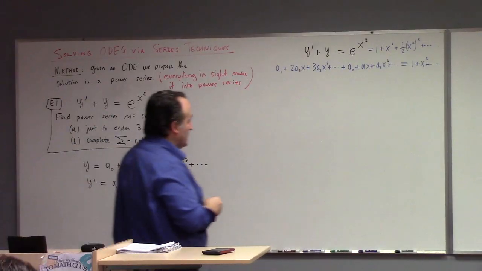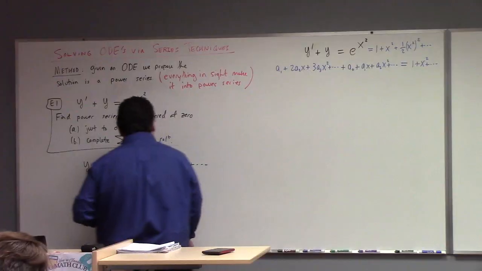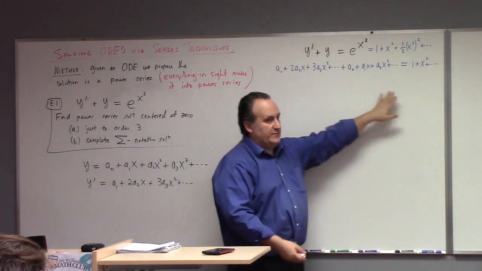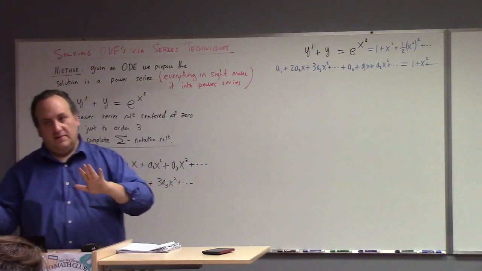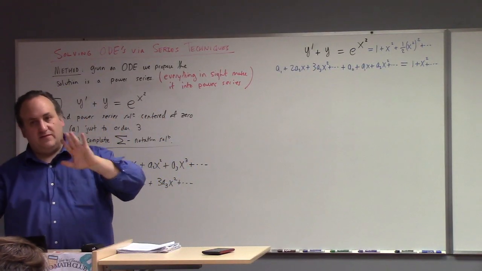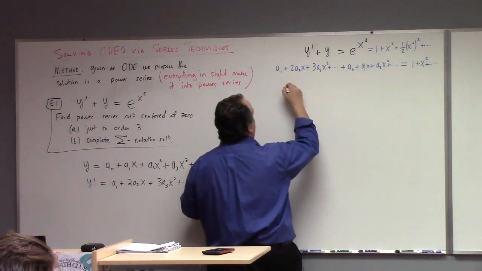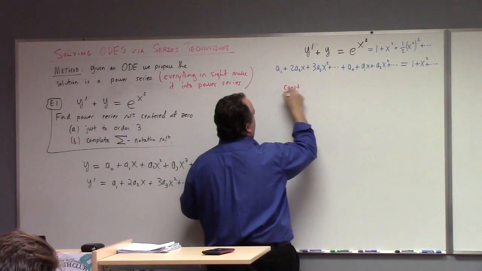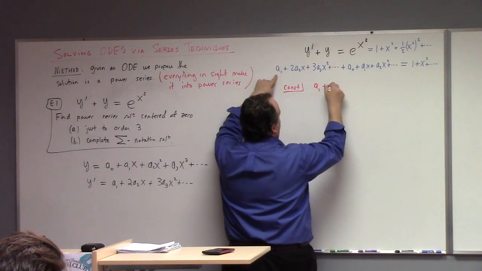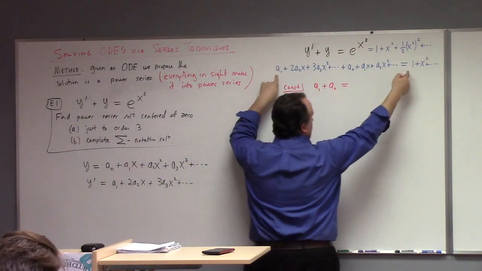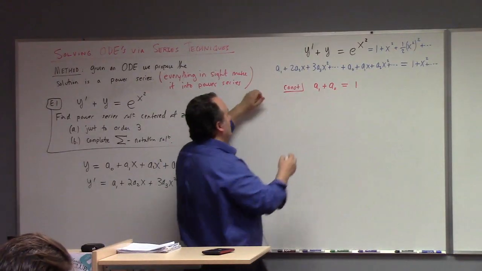So then, what do you do? You have two series that are equal. What does the theory of calculus tell you about power series? They're only equal if they're equal term by term. We can match coefficients. So we do that. The constant term: I've got a1 plus a0 equals 1. There's one equation.